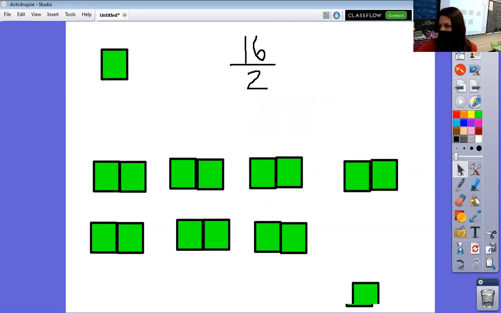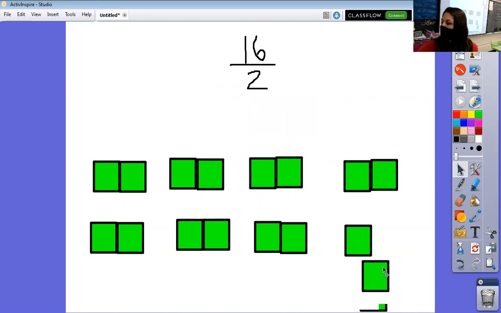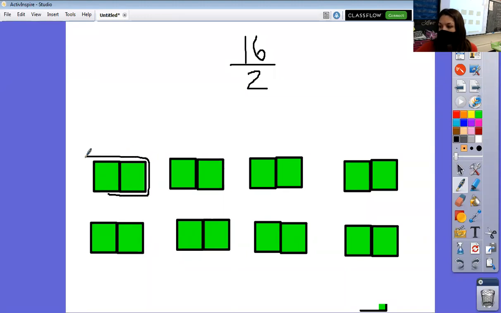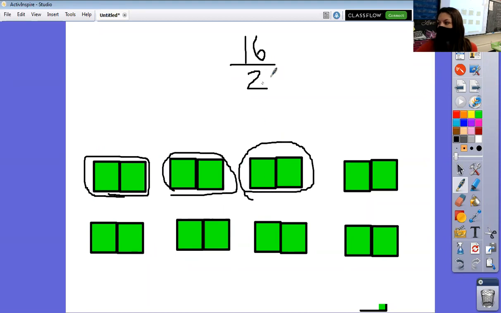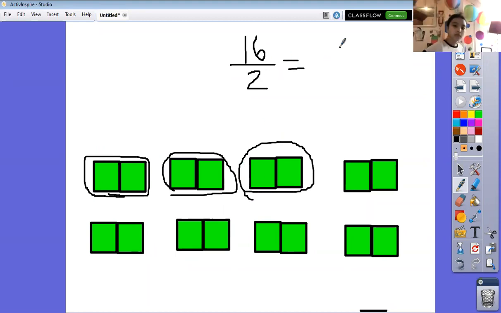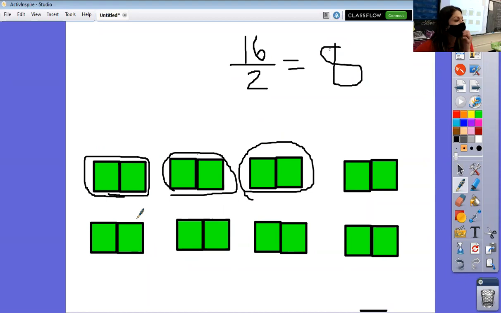It's getting there. This is pretty easy, but the point is that we converted the improper fraction, 16 halves, into groupings that show how many wholes we have. How many wholes do we have? And we were able to achieve this process through division. What we did was we took 16 pieces and we divided them into groups of what? 2. So we divided, right?